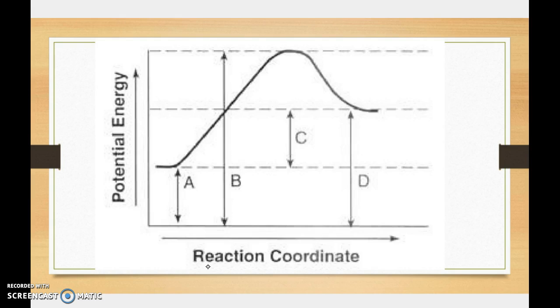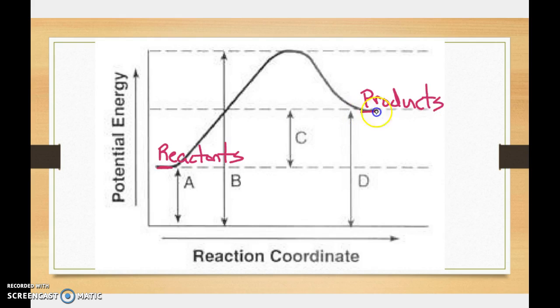And we know that whenever we look at a chemical reaction, it always starts with the reactants. So the reactants are going to be this first flat line right here, and that's going to be the energy of the reactants. So A is actually the energy of the reactants, or the enthalpy of your reactants. And your reaction is always going to end with your products.